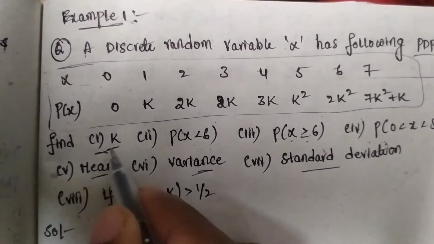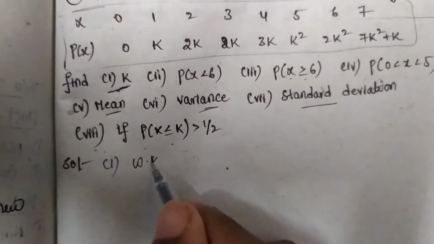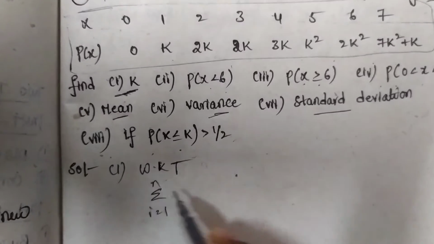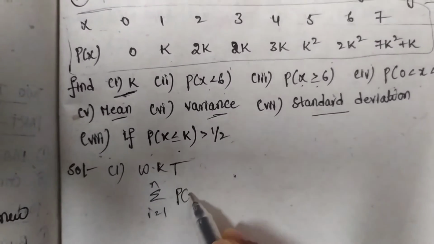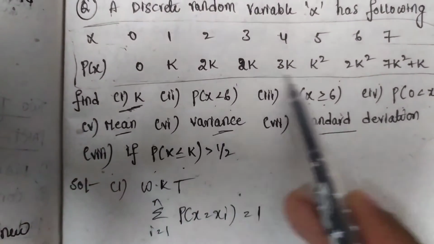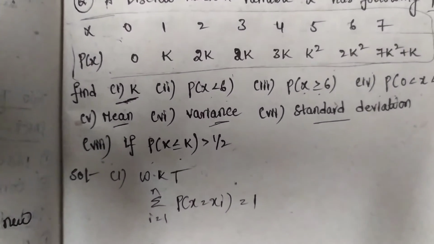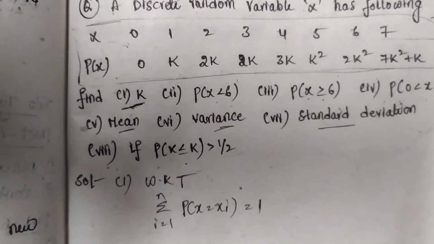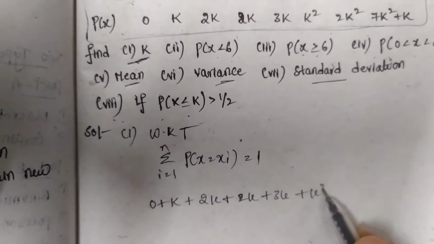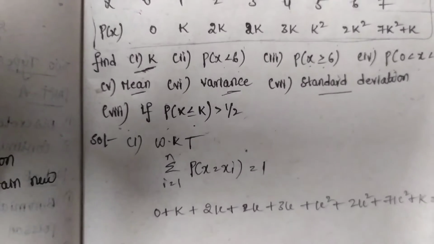Here the first one is to find the k value. We know that summation i equals 1 to n of p of x equals xi equals 1. That means by adding all the p of x values we get 1. That is 0 plus k plus 2k plus 2k plus 3k plus k square plus 2k square plus 7k square plus k equals 1.